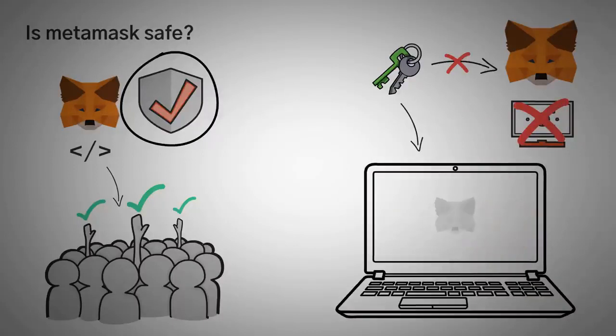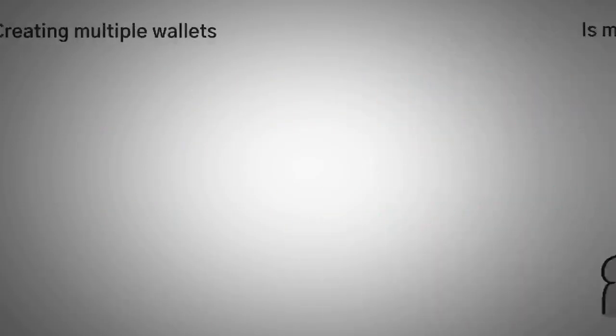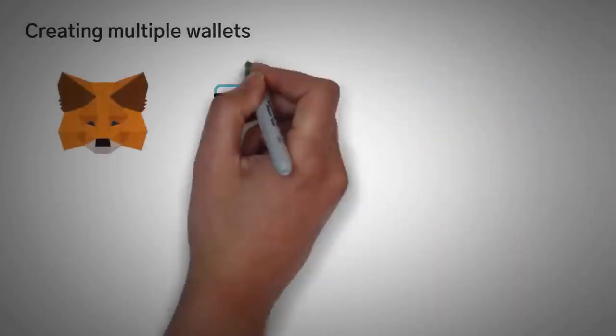This means Metamask is technically an offline software wallet that you turn on whenever you need to use it. Another thing you should know is that they allow you to create multiple wallets.